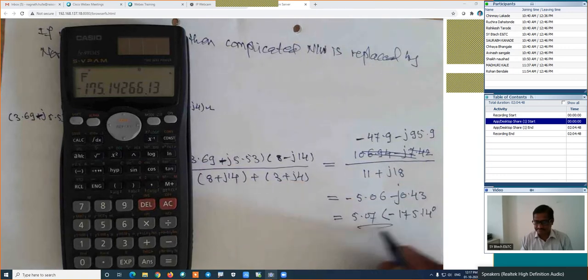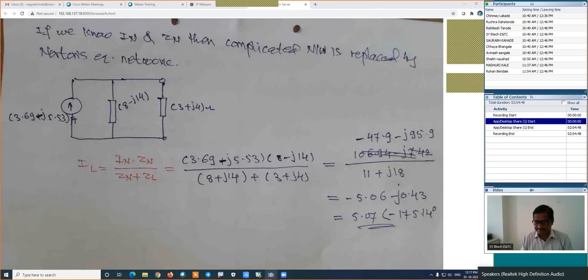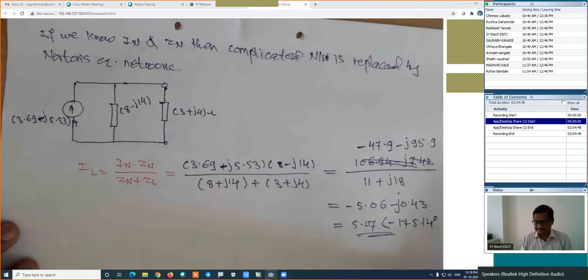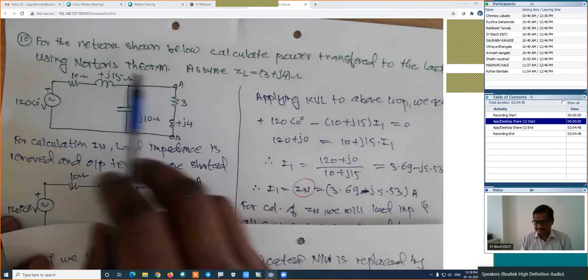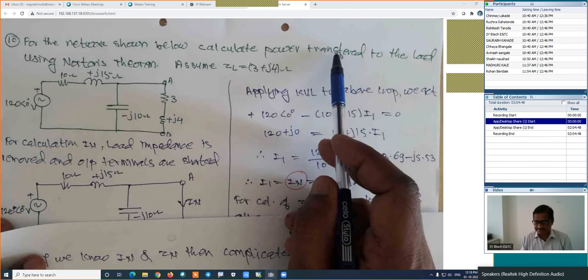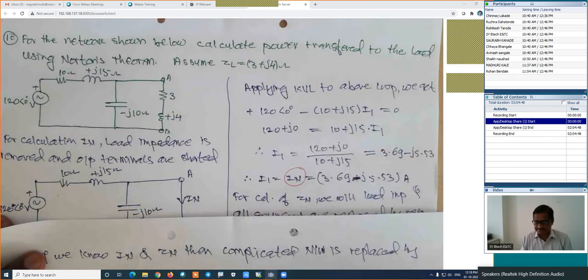This value is the IL, that is the load current. But we are not interested in the load current. What is the problem? I will show. For the network shown below, calculate power transfer. We are interested in the calculation of the power transfer.